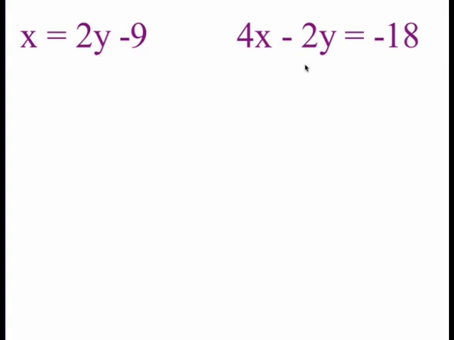We want to solve one of these so that it says x equals or y equals. Do either one of these say x equals or y equals? Well, this one does not. However, this one, yes, it does. It says x equals 2y minus 9. So I'm going to circle what x equals here. In this case, it's 2y minus 9. Next, step 2.